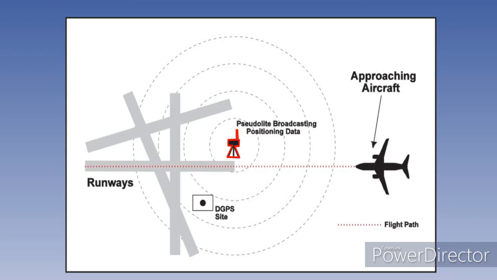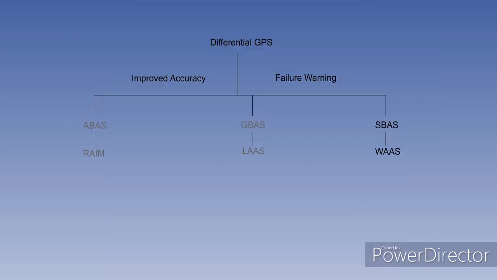a pseudolite. When the aircraft is close to the aerodrome DGPS site, the ionospheric and tropospheric conditions will be virtually identical, and therefore these errors are eliminated. LAAS has the potential to achieve Category 3C type operations.